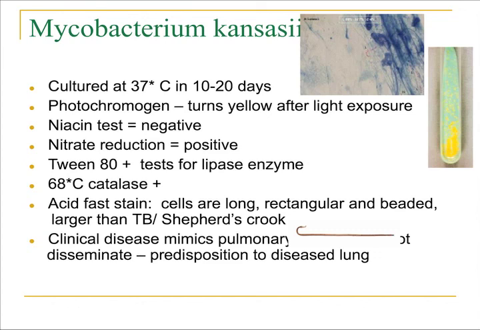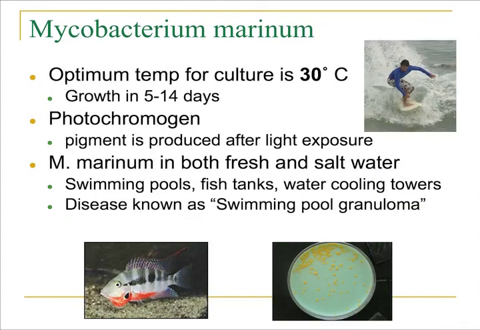There's a picture on the upper right-hand side that shows how this organism can sometimes be long, beaded, and at the end go into a shepherd's crook. The clinical disease can mimic pulmonary TB, but it does not disseminate. It usually stays primarily in the diseased lung. On the next slide, we will discuss Mycobacterium marinum.